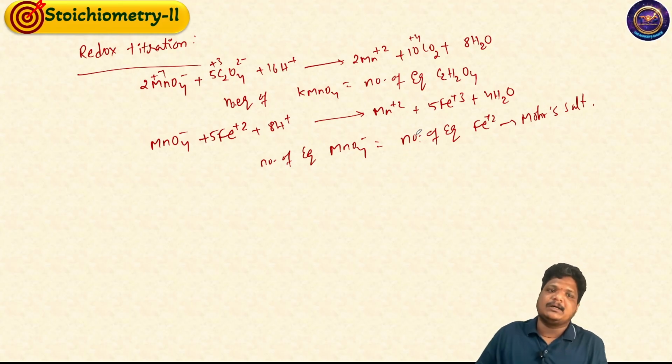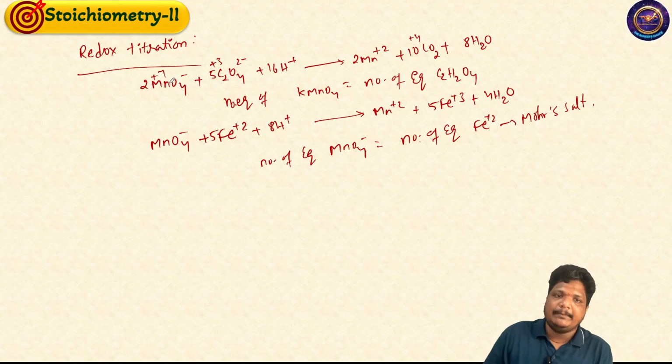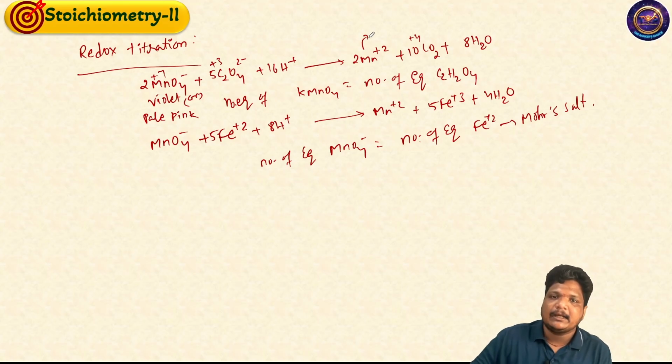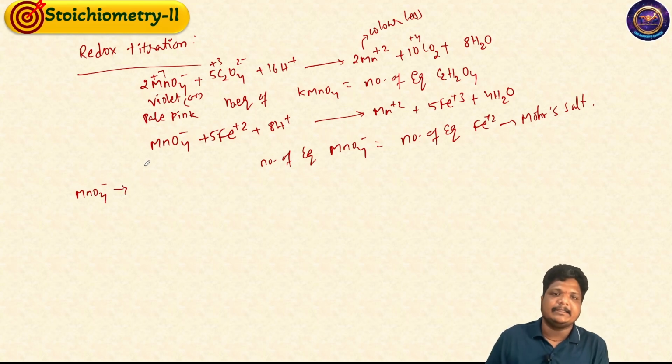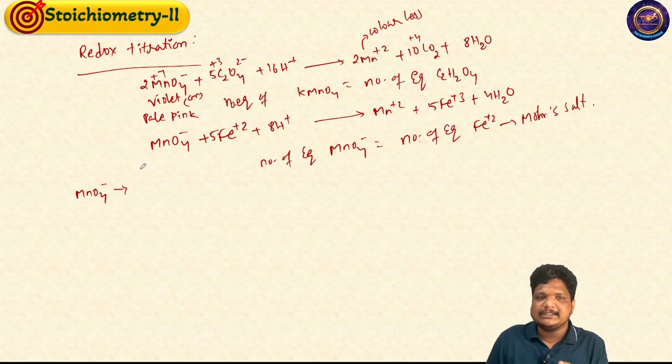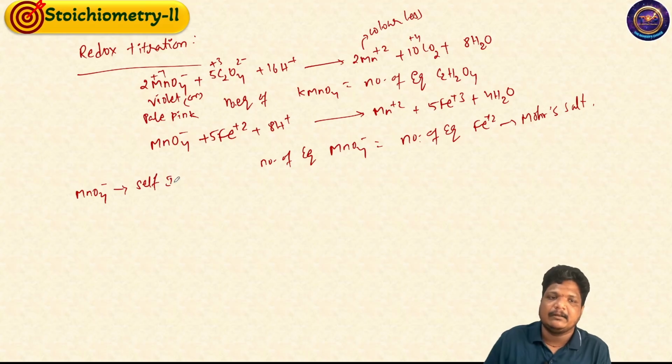Now if you observe in these redox titrations, Mn plus 7 has a violet or pale pink color, while Mn plus 2 is colorless. So MnO4 minus, which has violet or pale pink color, at the end point we can observe this pale pink color, so this acts as a self indicator. There is no need of an external indicator for this titration reaction.